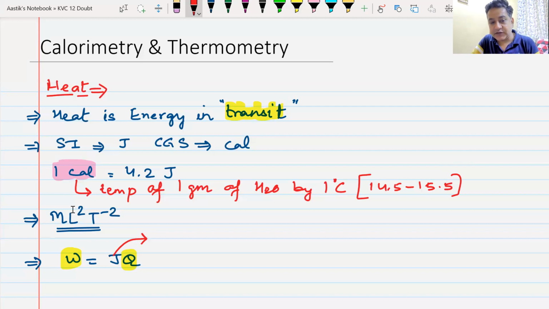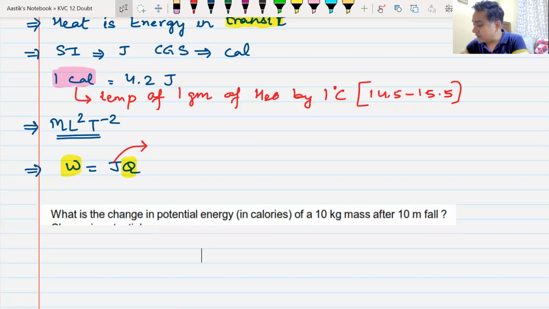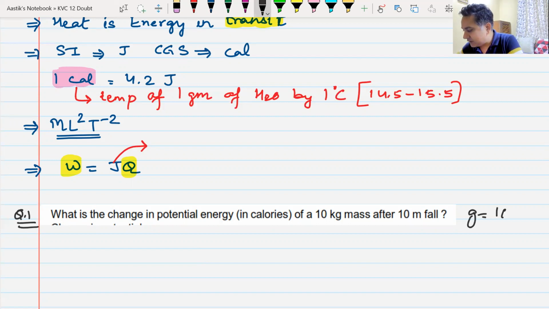Tell me the answer to this quickly. Remember, the answer has to be given in calories. What is the change in potential energy in calories of a 10 kg mass? This is from your module only. After falling through a height of 10 meters, you can take acceleration due to gravity g as 10 meters per second squared.